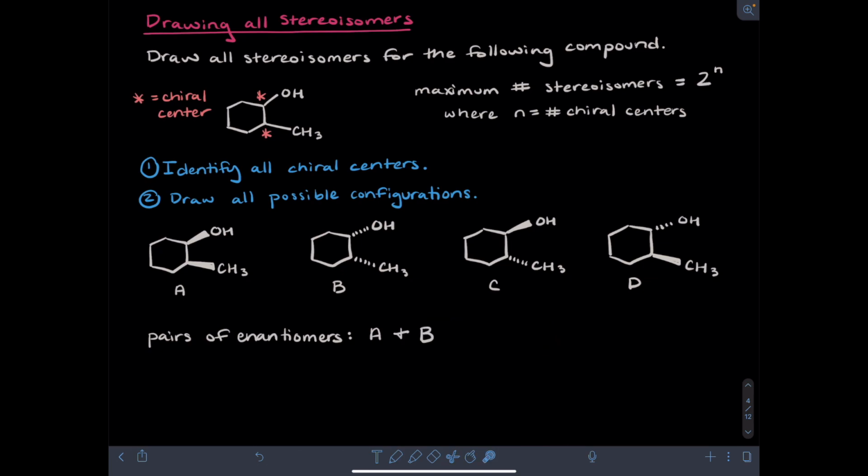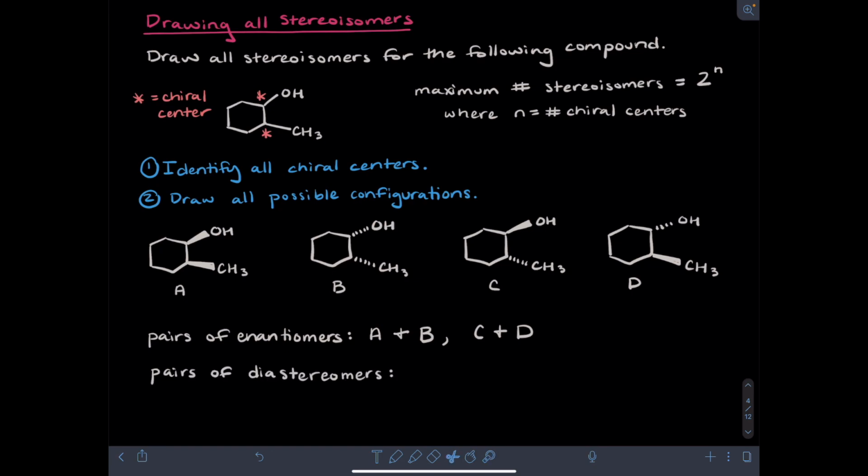Notice that molecules A and B have all of their configurations changing. All wedges go to all dashes, so this is one pair of enantiomers. And actually, compounds C and D are enantiomers of each other too. Going from C to D, all wedges go to dashes, and all dashes go to wedges, so those are a pair of enantiomers as well.